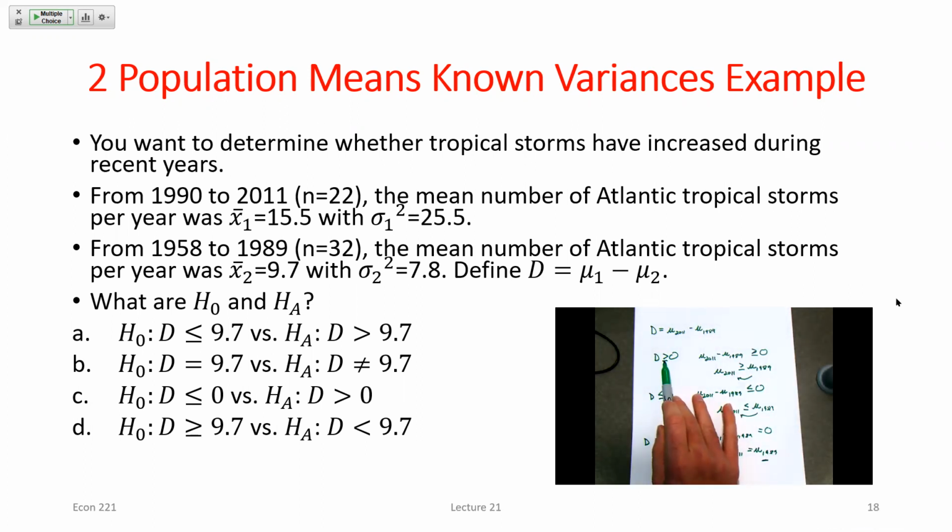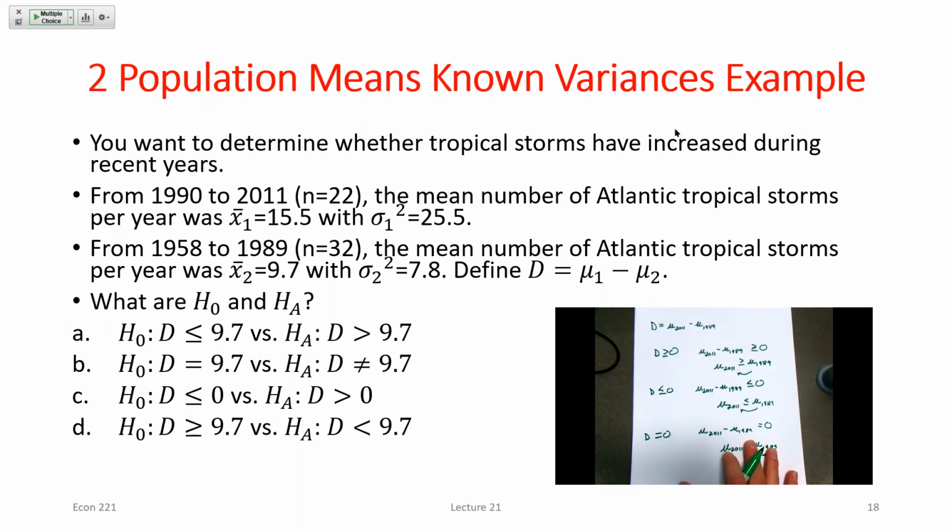If we're thinking about that difference being greater than zero, that would imply that the newer time period has a higher number of tropical storms than the old, or that storms have increased. So if that's what we want to test for, right? Whatever we want to test for is going to be our alternative hypothesis. So in our alternative hypothesis, we're going to say the difference is greater than zero, right?